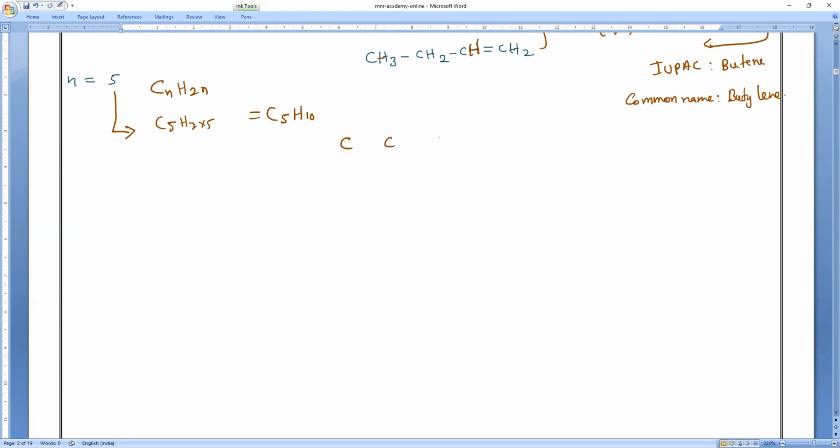So now draw the structure. 5 carbons: 1, 2, 3, 4, 5. Where is the double bond? At the last 2 carbons, you have to place the double bond. Then tell me, first carbon, how many hydrogens? 3. Second carbon, 2 hydrogens. Third carbon, 2 hydrogens. Fourth carbon, 1 hydrogen. Last carbon, only 2 hydrogens. Mention it.